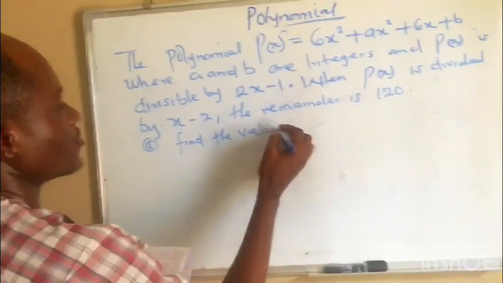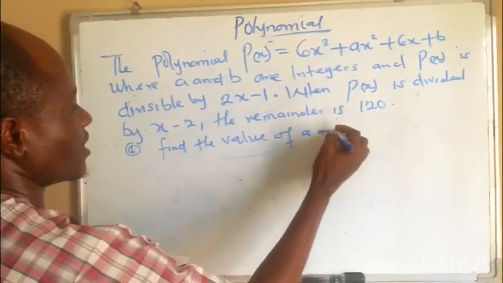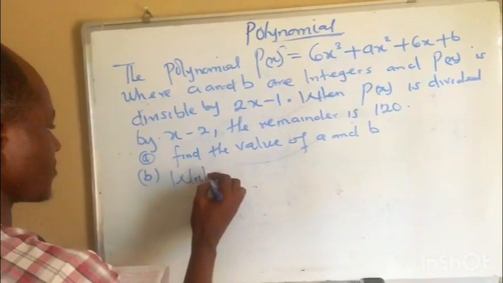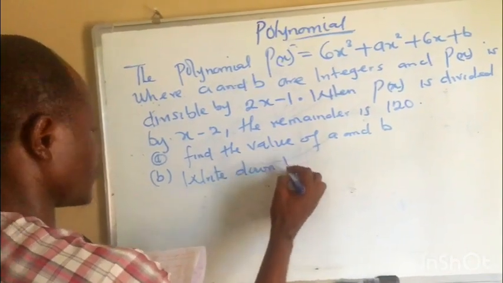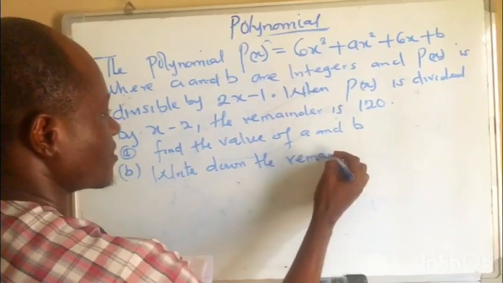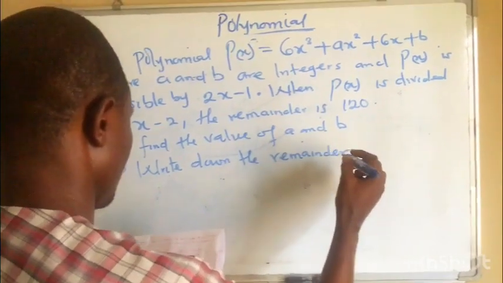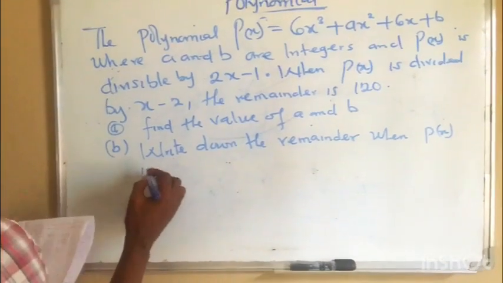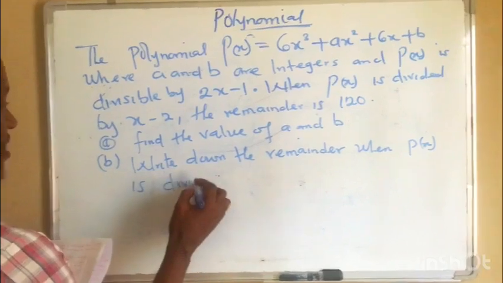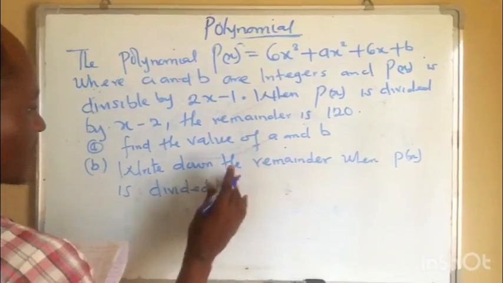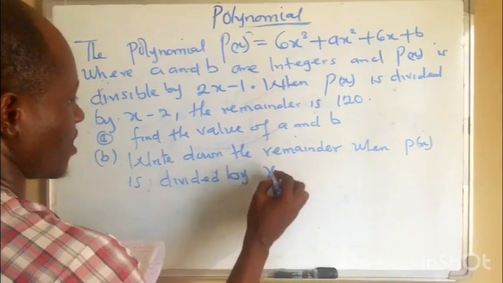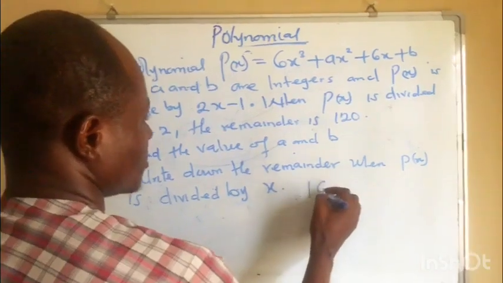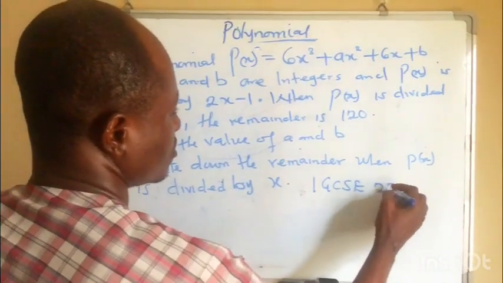The first question under this is find the value of a and b, and the second question is saying write down the remainder when p of x is divided by x. So look at this question. I think it's IGCSE 2022.